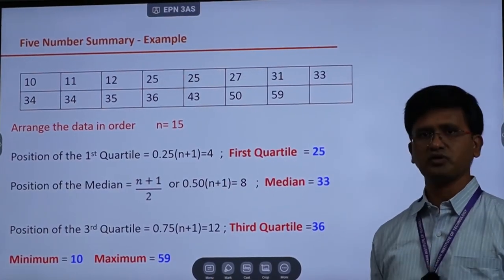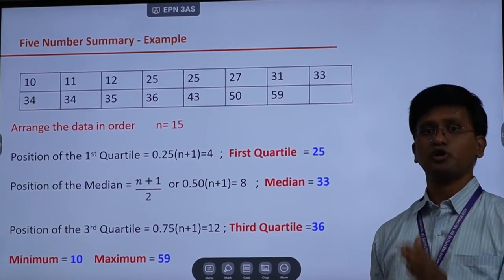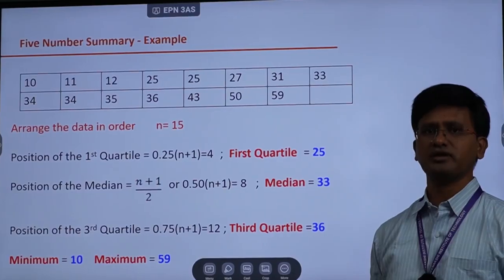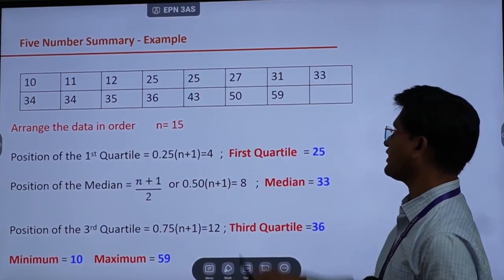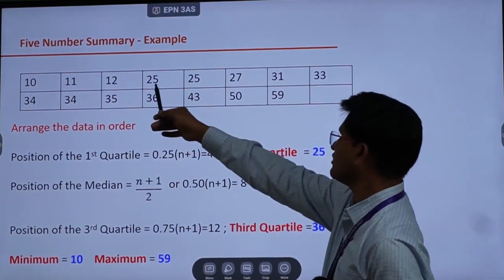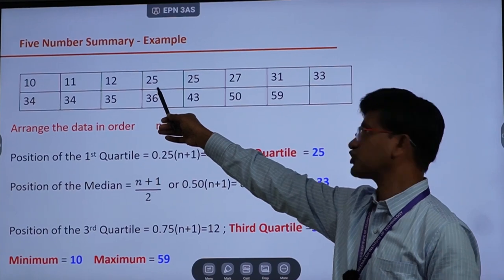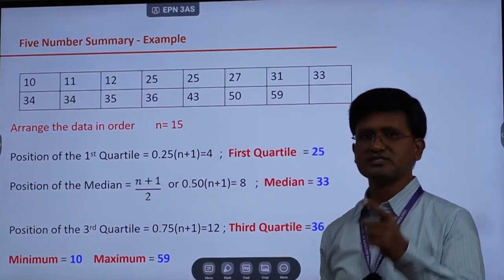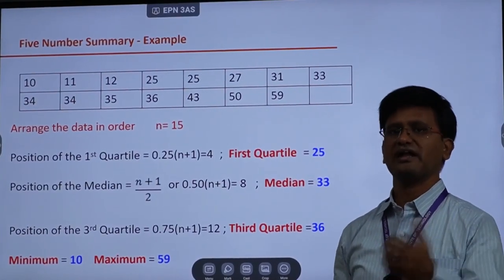We all know that Q1 is basically the first partition, where 25% of the data points fall below this Q1 quartile. Now you can see the fourth position from the given data points: 1, 2, 3, 4. The fourth position is data point 25. So this is the value of your Q1. Now the value of Q1 is 25. Similarly, we have to find out Q2, Q3 and Q4.